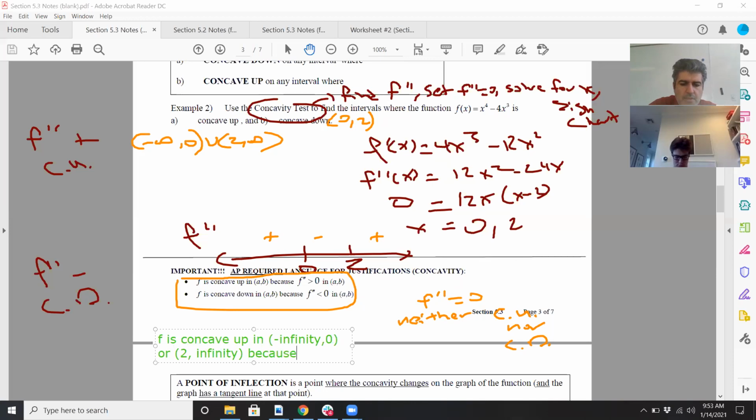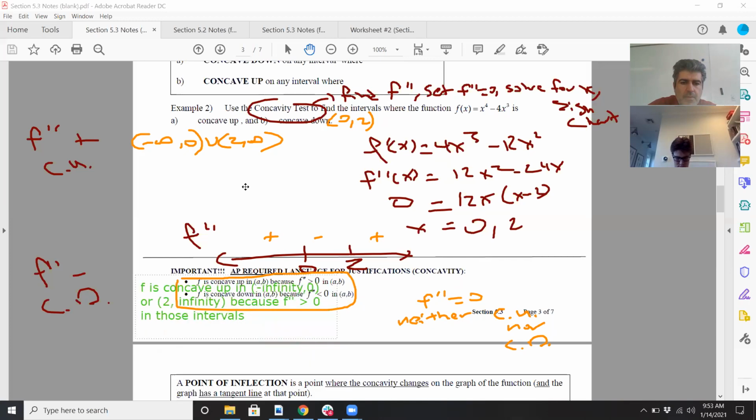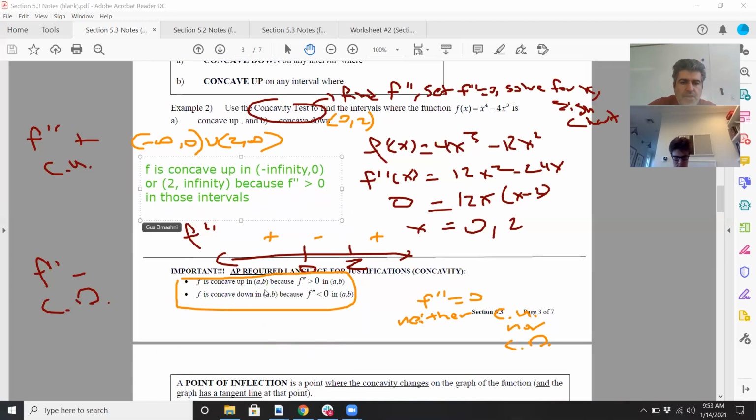because f double prime is greater than 0. And I'm going to get lazy and say in those intervals. You should restate the interval. There you go. That's the proper AP language. And then you would just say the same thing for concave down. Now, the questions in the chat.